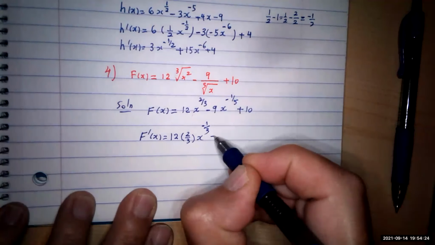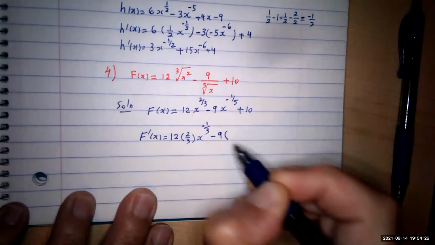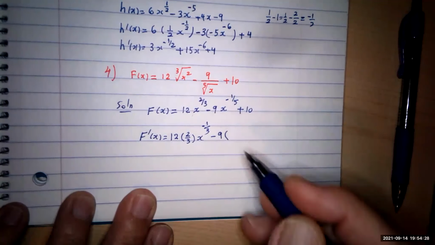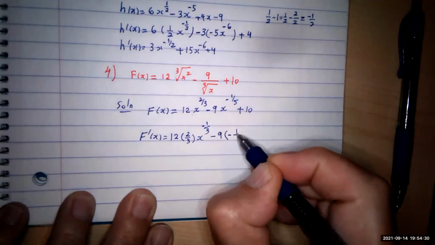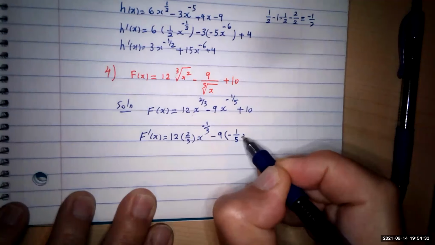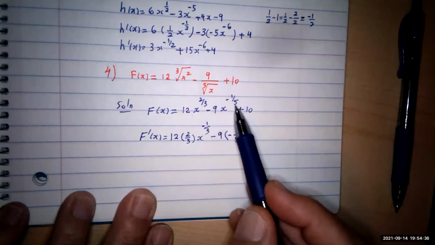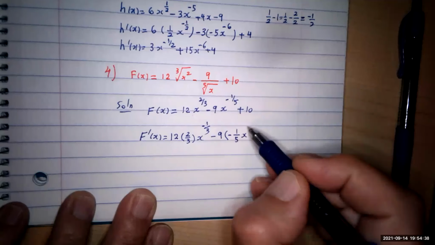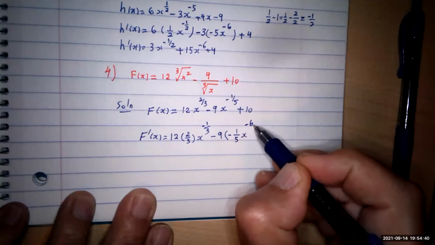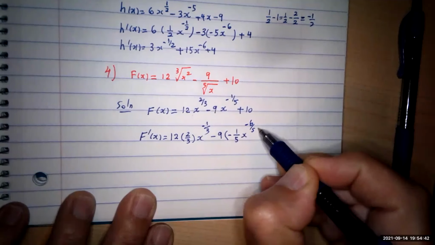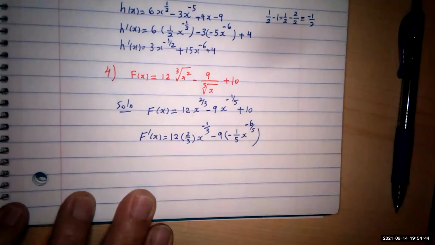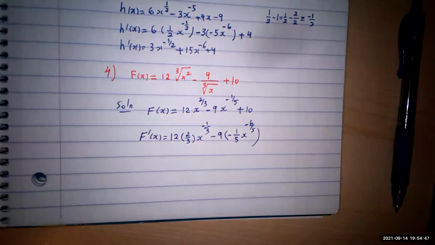Now the next one is going to be negative 9. Now parentheses, action, bring the negative 1/5 down. It's a negative fifth. Okay, x to the. Now negative fifth minus 1 is like a negative 1 minus 5. It would be negative 6, negative 6/5. And you know the derivative of 10 is 0 because 10 is a single number. It's going to be just a constant.